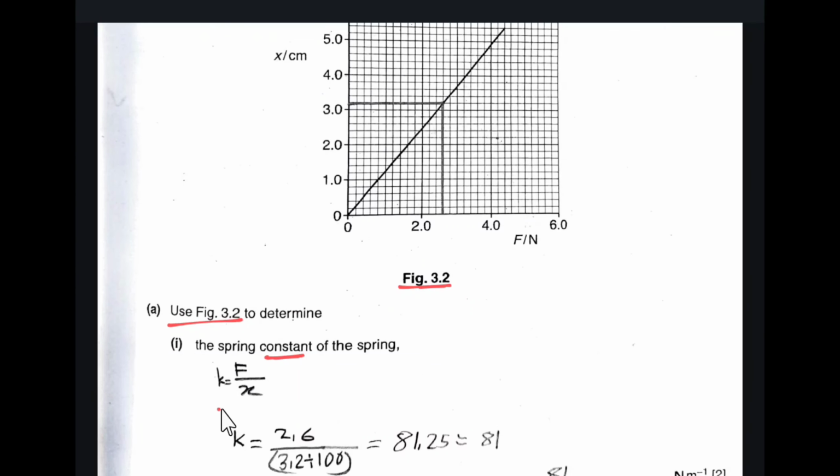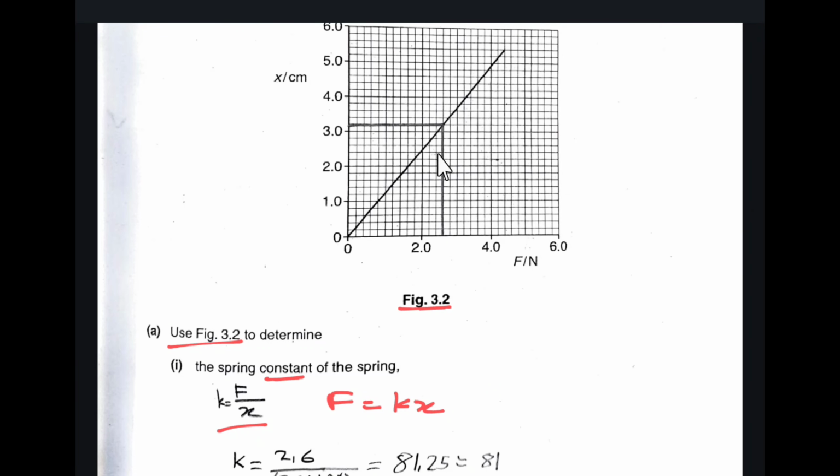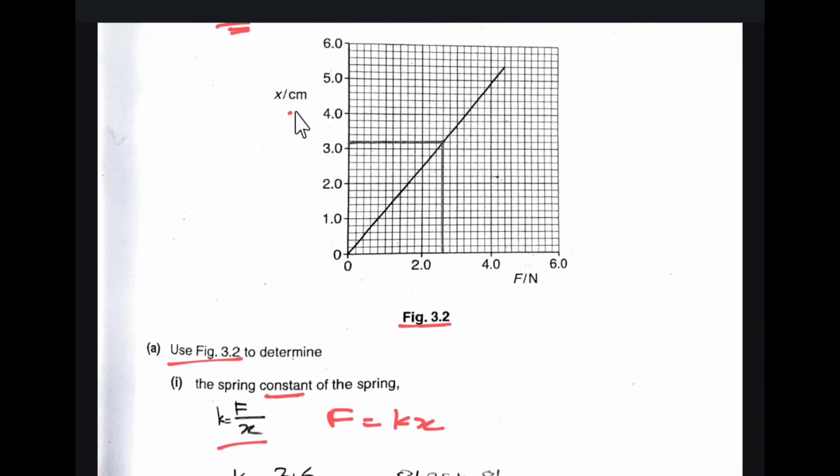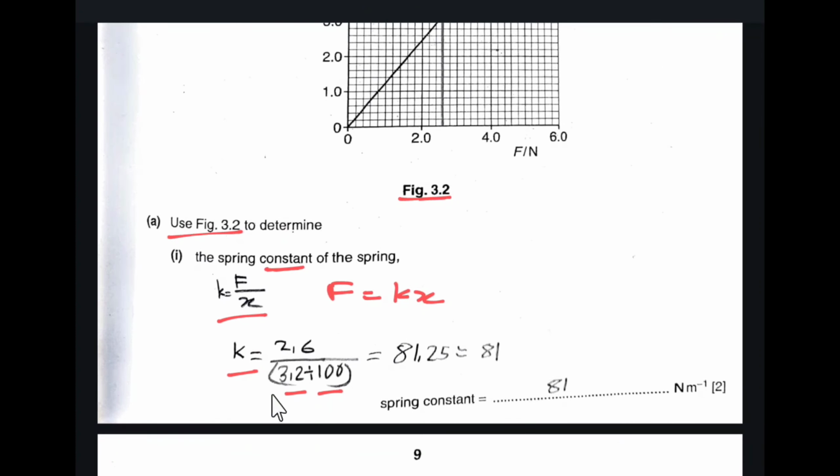We know that the spring constant is equal to force divided by extension, or force is equal to spring constant into extension. So substituting any of these values, we get the value of k, that is 2.6 divided by 3.2 divided by 100. Since the extension is in centimeter, we need to convert it to meter by dividing by 100. So the spring constant comes to be 81.25, and correct to 2 significant figures, it would be 81 newton per meter.